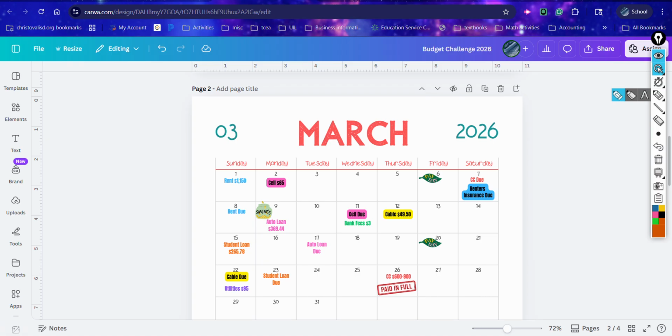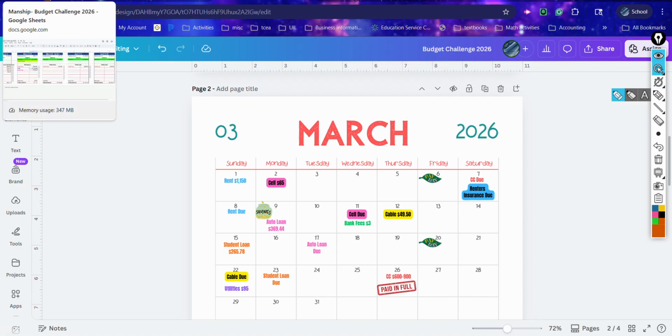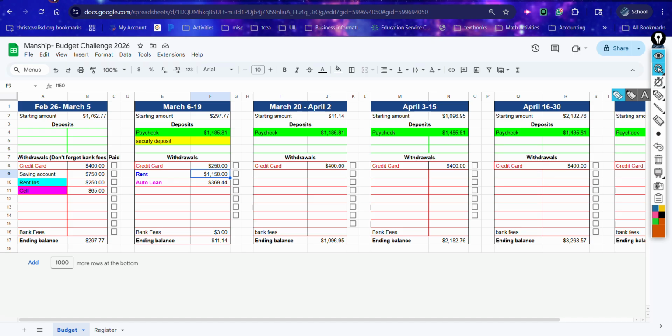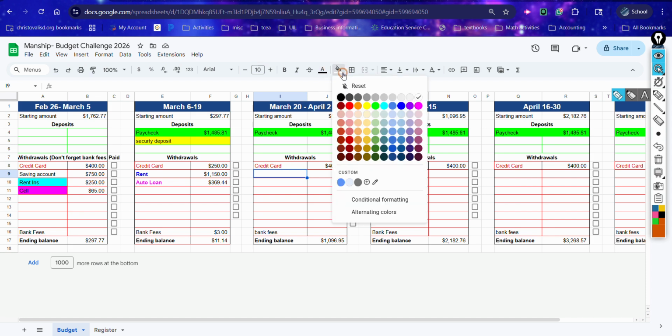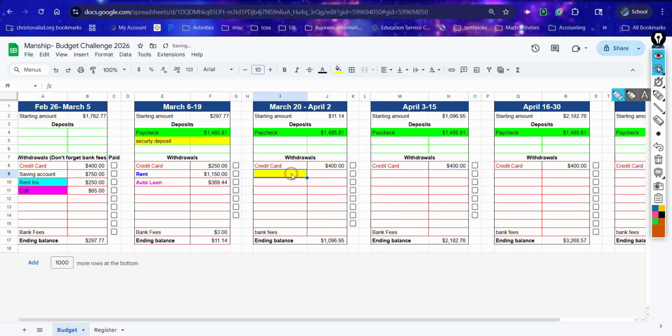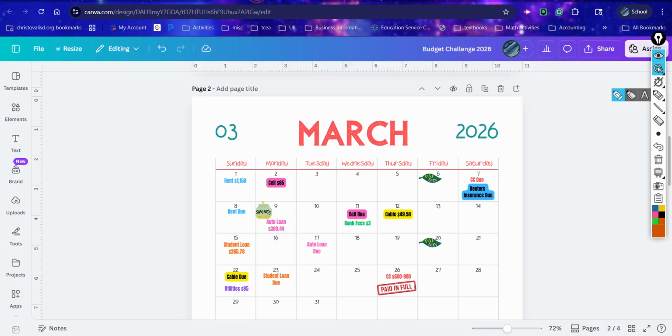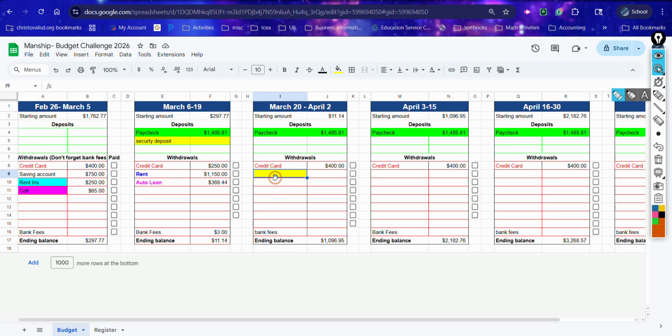Okay. So now I go back over to my chart, and I'm going to go over to the 20th. And those two can be paid for out of this period because they're not due until after the 20th. Again, I like to keep my things consistent. So this is my cable, which was $49.50.